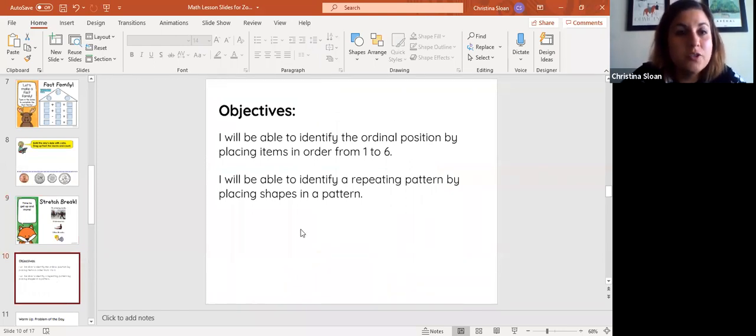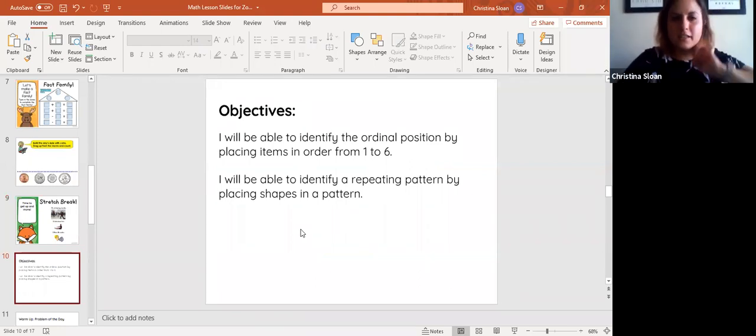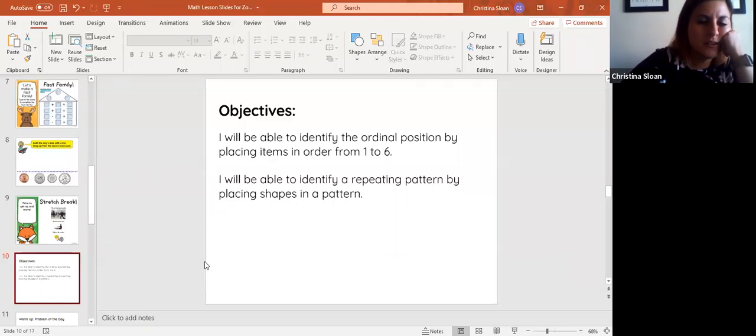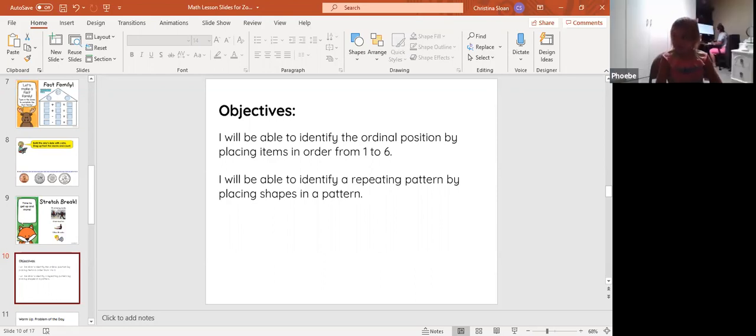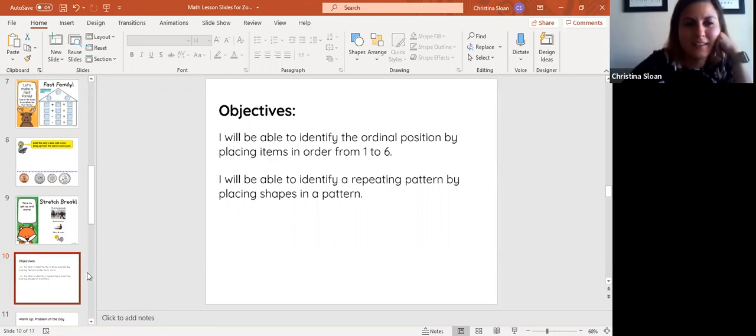Now we are going to start our math lesson. So our objectives, who remembers what our objectives are? Whenever I talk about our objectives, do you remember what I'm referring to? So our objectives are, oh, Phoebe, she's got her hand up. Phoebe, do you remember what it is? Do you remember what I mean when I talk about our objective for the lesson? I don't really remember.